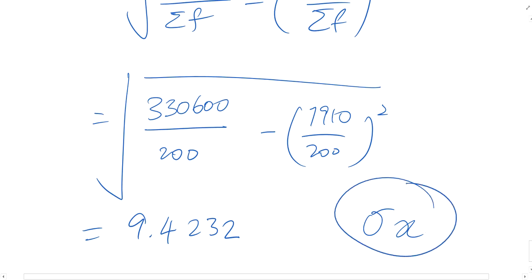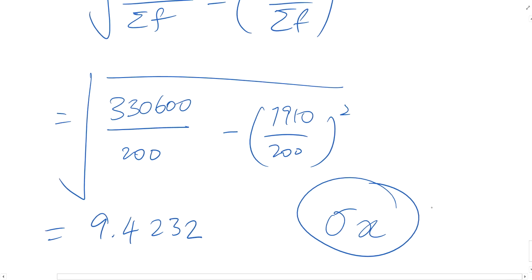Okay, this one, shift 143. Shift 143. So this is our standard deviation. Shift 143. Okay?